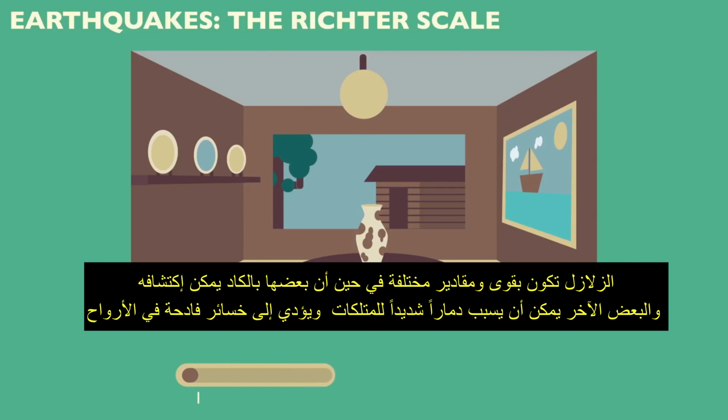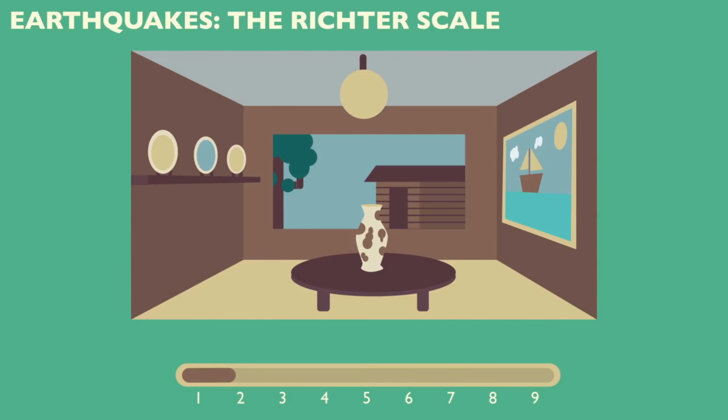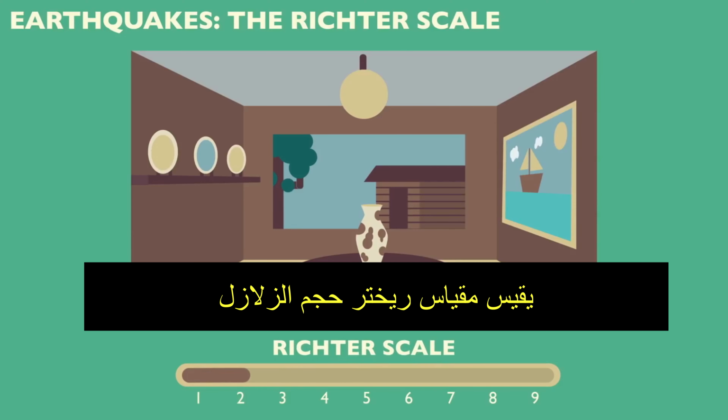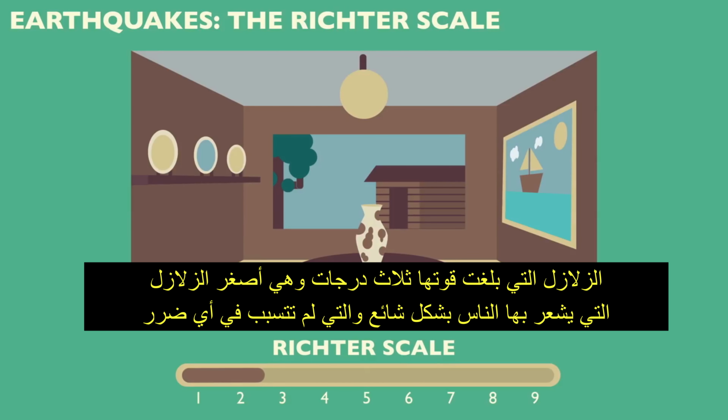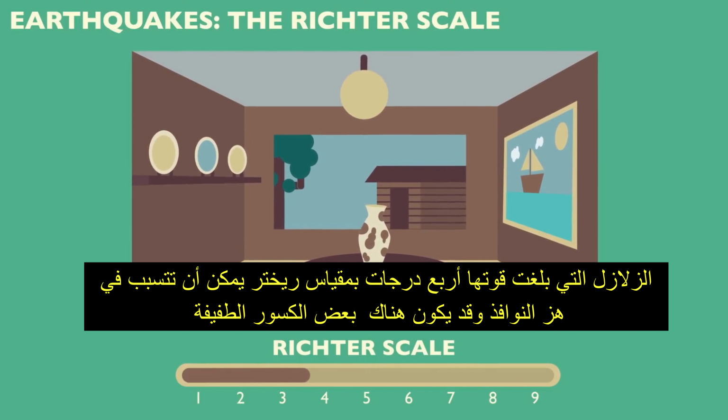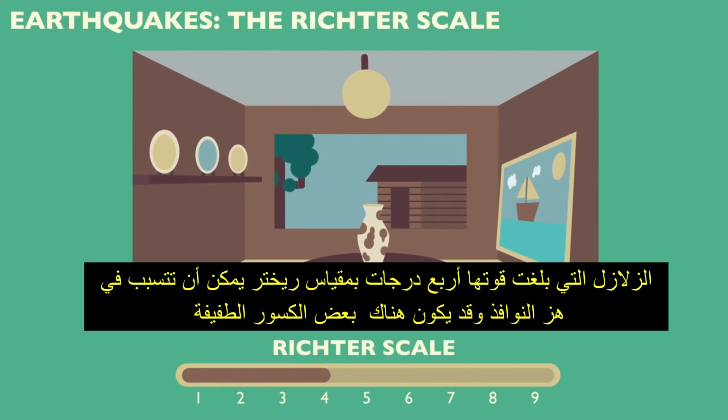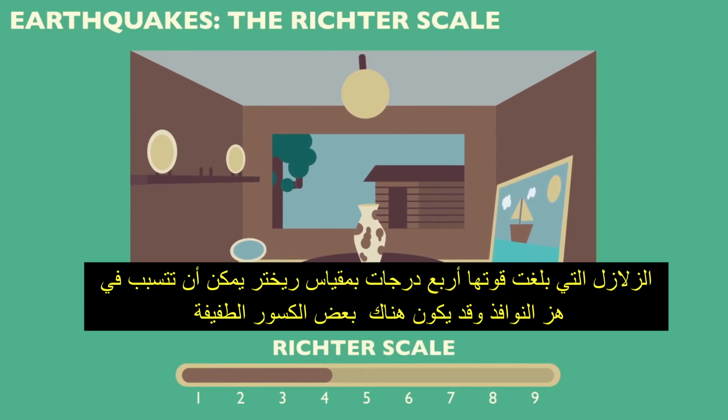Earthquakes have different strengths, or magnitudes. While some earthquakes are barely detectable, others can cause severe damage to property and result in terrible loss of life. The Richter scale measures the magnitude of an earthquake. Earthquakes with a magnitude of 3 are the smallest commonly felt by people, but cause no damage. With a magnitude of 4, an earthquake can make windows rattle, and there may be some minor breakages.